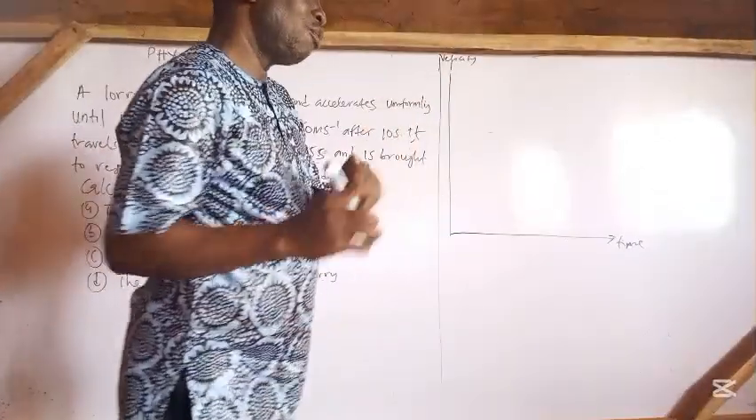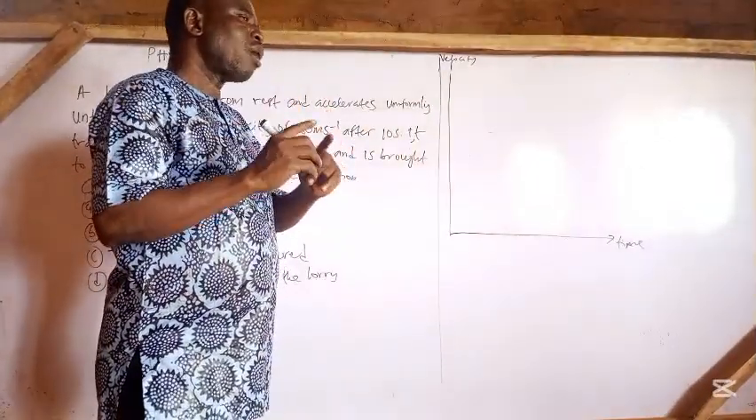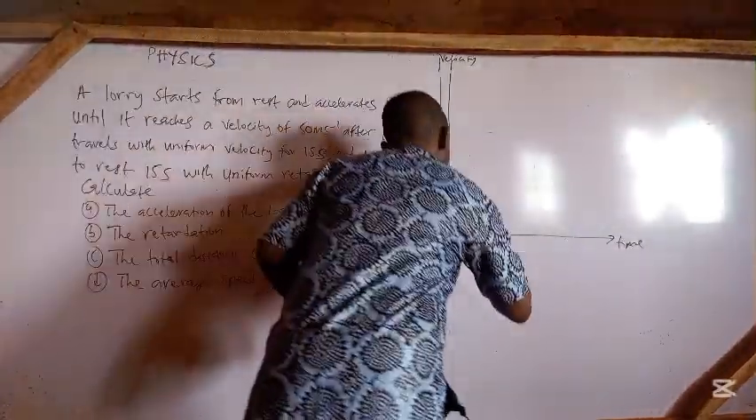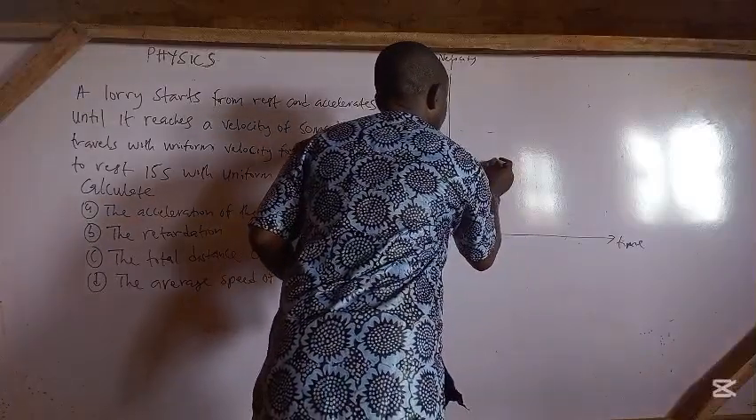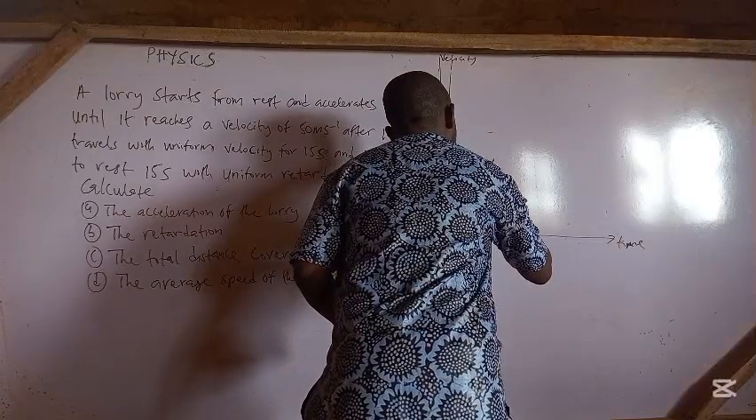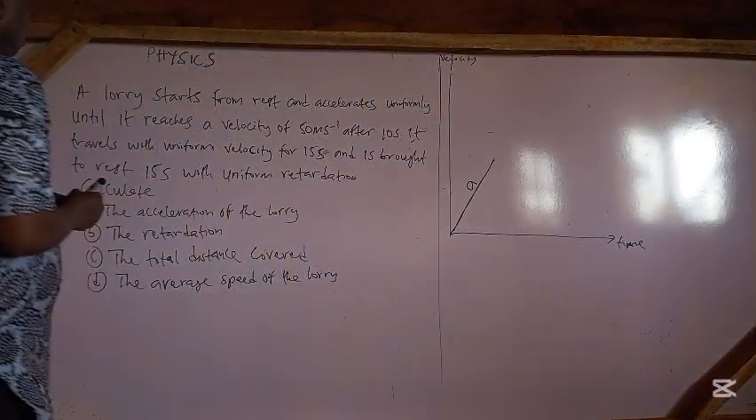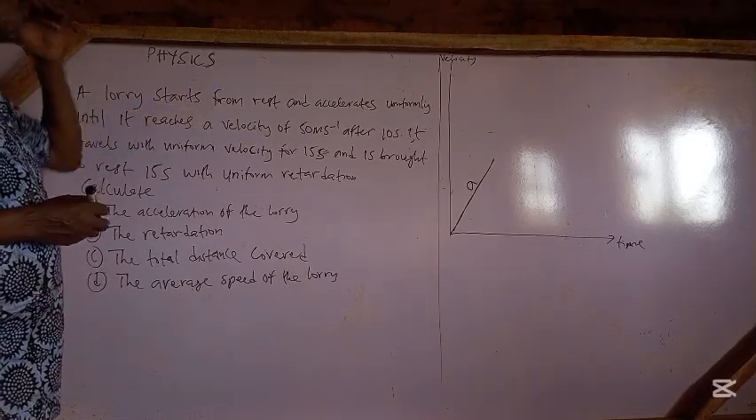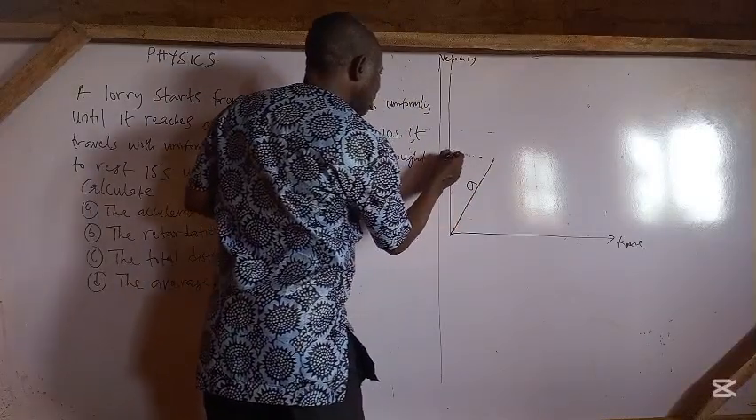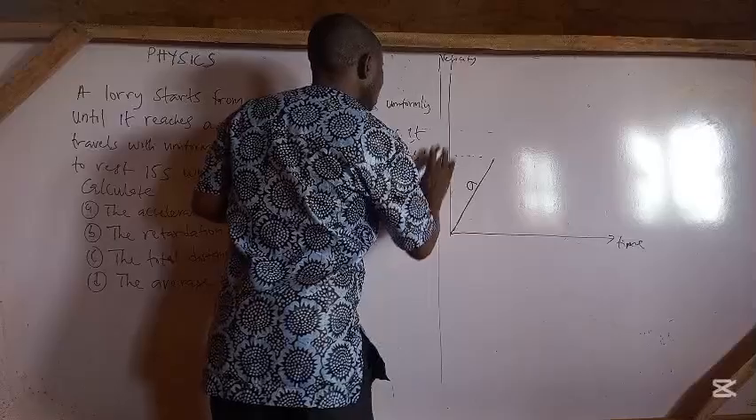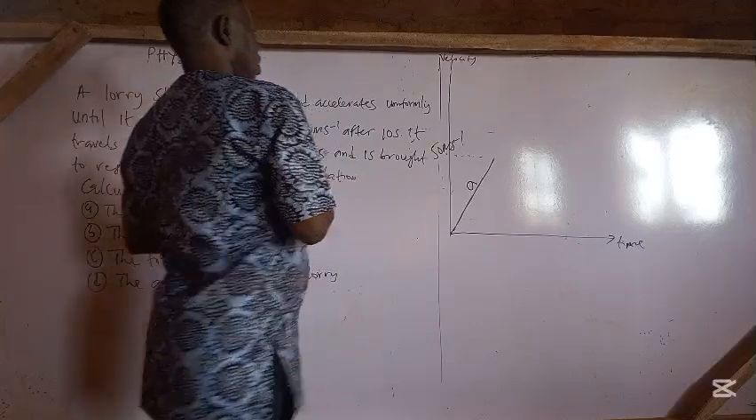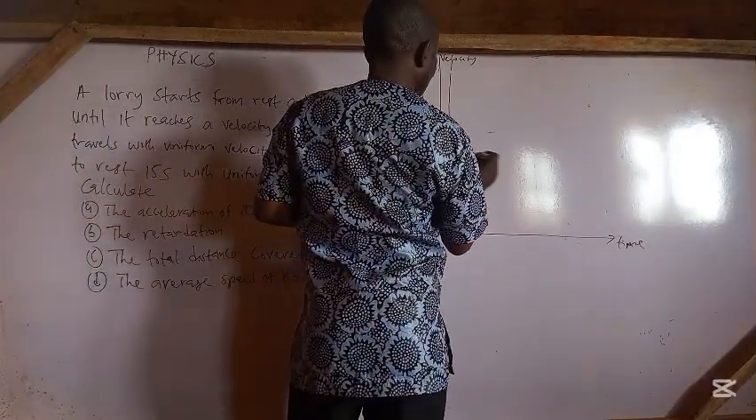And it accelerates, because the other day we discussed that when you have velocity against time, the slope is acceleration, which means the acceleration goes like this. We are not given the acceleration in the question, but it starts from rest and accelerates until it reaches a velocity of 50 meters per second. We attain this final velocity here.